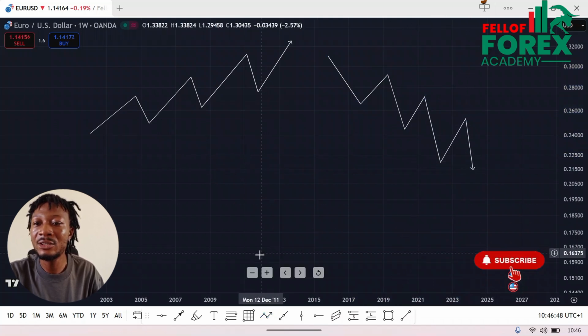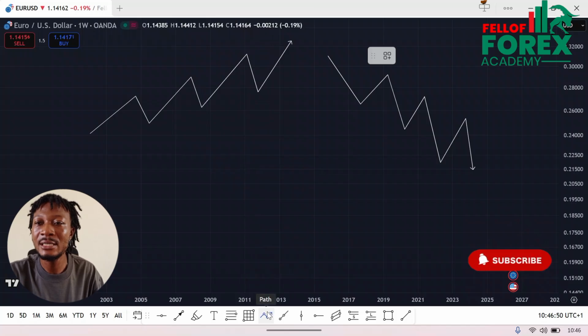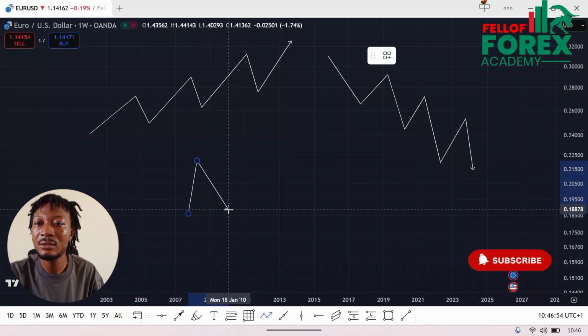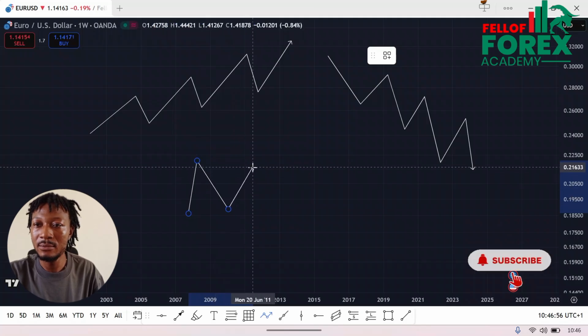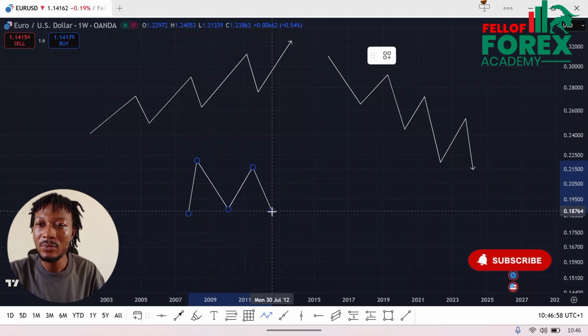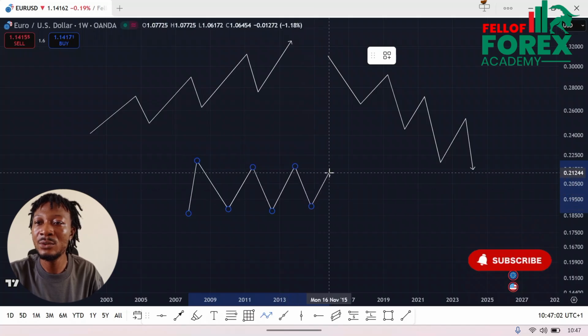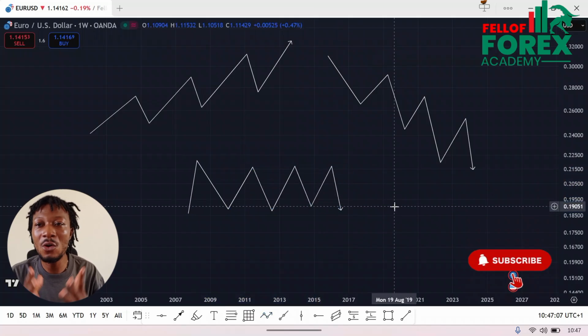And now we have the third trend, which is a consolidation trend, where we create equal highs and equal lows. Okay? Now that you know all the three types of trends, the next thing you need to know is how to take advantage of each of these trend types.